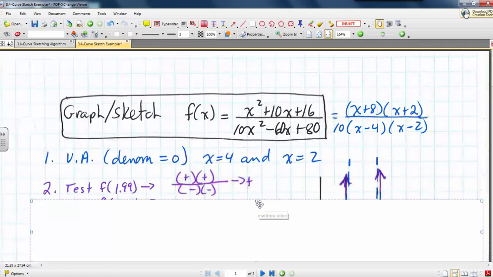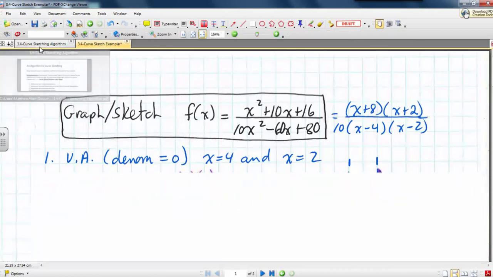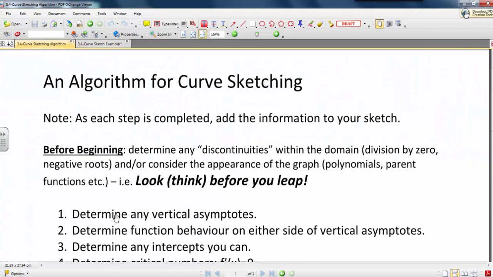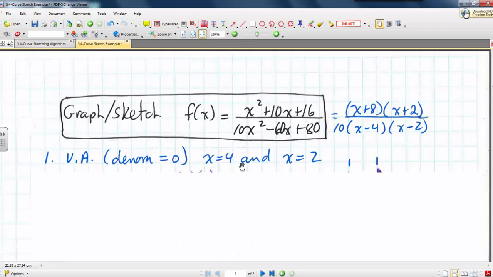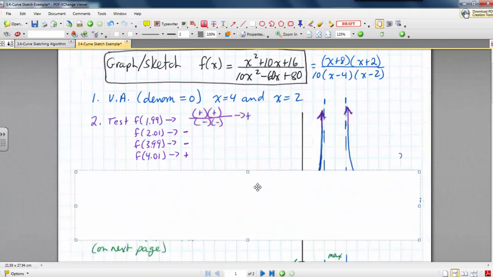So first thing, going through the various steps we listed on our curve sketching algorithm. The first step says determine any vertical asymptotes, and then determine what happens around those asymptotes. So basically deal with the vertical asymptotes first. Vertical asymptotes from the factored form: x equals 4 right here, and x equals 2. Those are the numbers that, when plugged into the equation, give me division by 0.